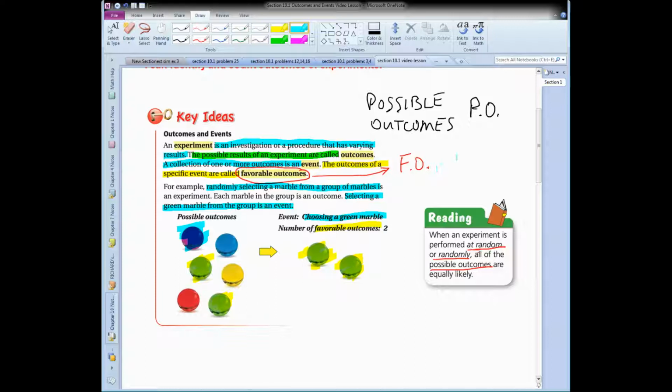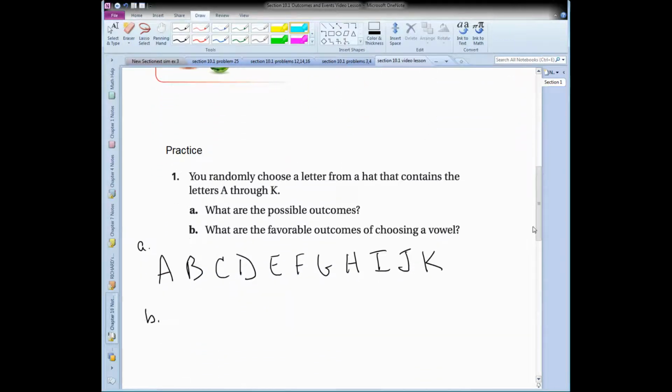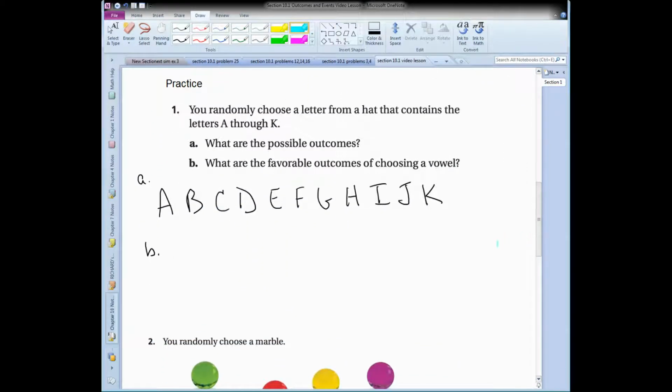So this is important stuff. I'm going to stop the video here, and I want you to write down the definitions of experiment, outcomes, event, and favorable outcomes in your composition book. So the video is going to stop now. All right, so we're back. Let's look at a couple examples. Let's see this stuff in action.